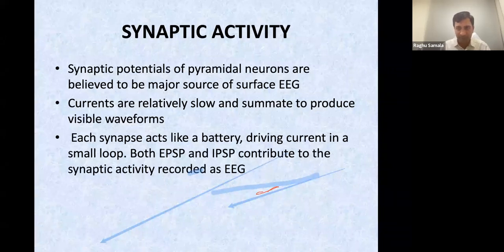Each synapse acts like a battery. I will explain how it is. And the driving current is like a small loop. Both excitatory postsynaptic potentials and the inhibitory postsynaptic potentials contribute to the synaptic activity recorded on the EEG.